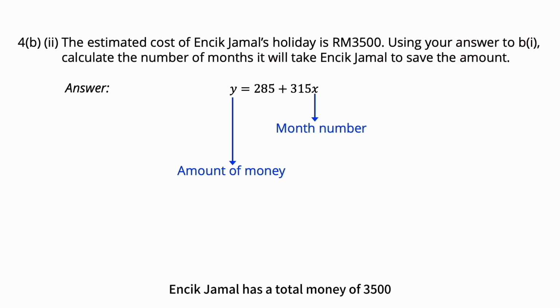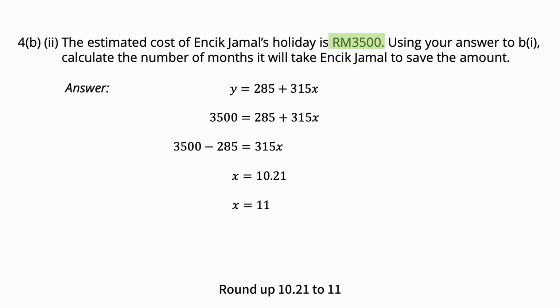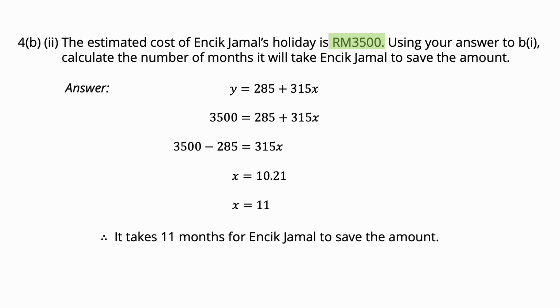Sheikh Jamal has a total money of 3,500. Substitute 3,500 into the equation. 3,500 is equal to 285 plus 315x. Transpose 285 to the left-hand side. The calculated result is 10.21. Round up 10.21 to 11. Therefore, it takes 11 months for Sheikh Jamal to save the amount.